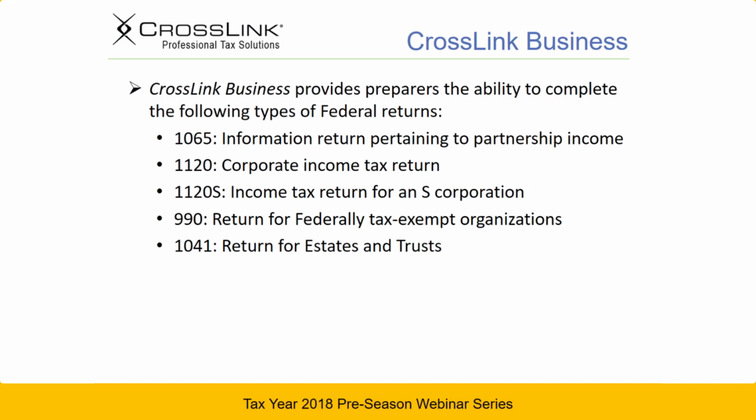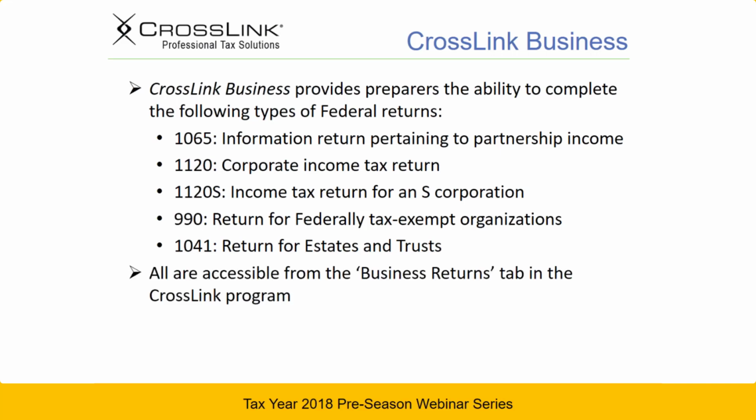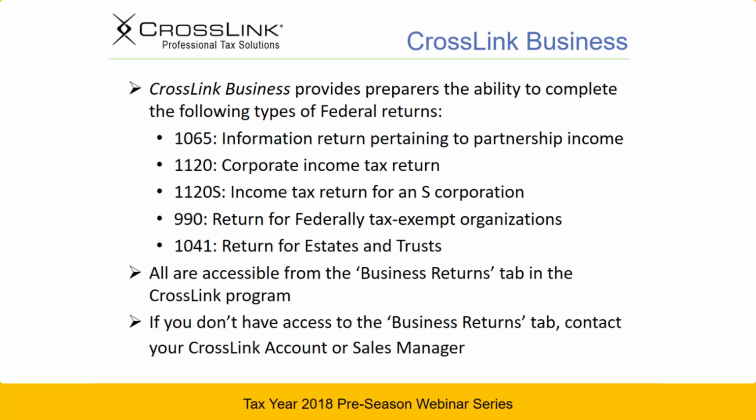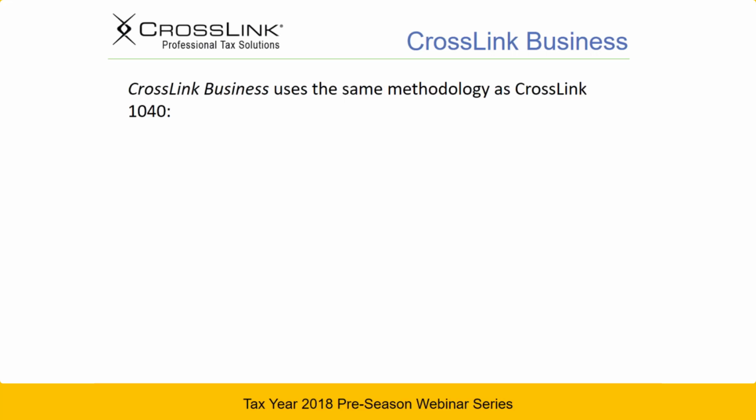But before we get into the 1041, just some things to note about the different types of business returns. They're all accessible from the Business Returns tab in the CrossLink program. And if you don't have access to the Business Returns tab, you need to contact your CrossLink account or sales manager. That simply means that, for some reason, either it hasn't been purchased or there might be some kind of issue which they'll be able to help you out with.